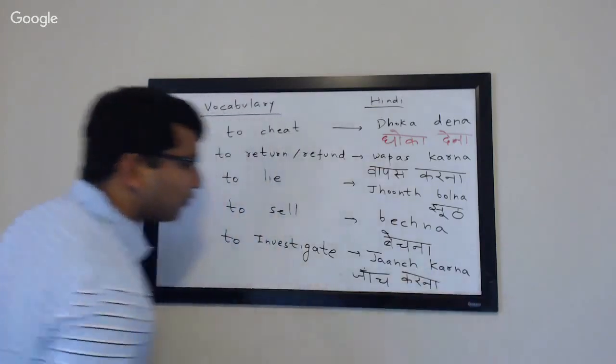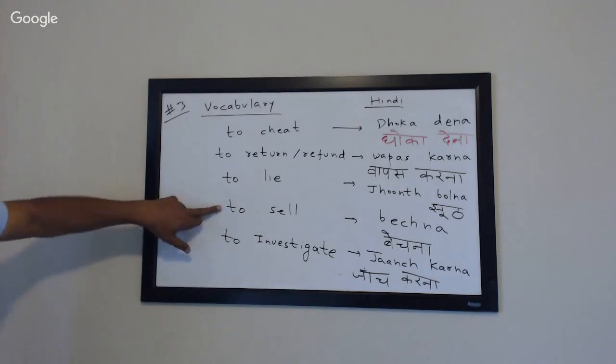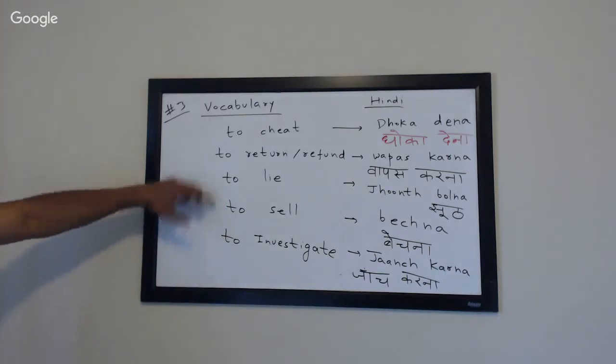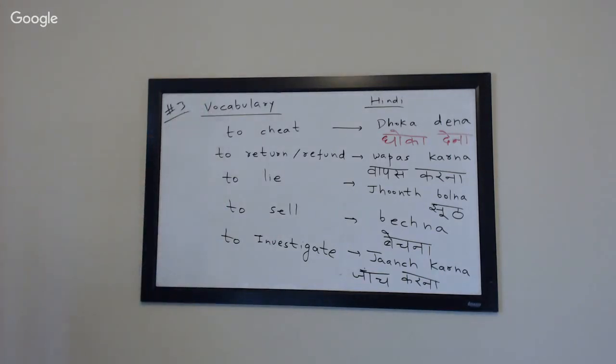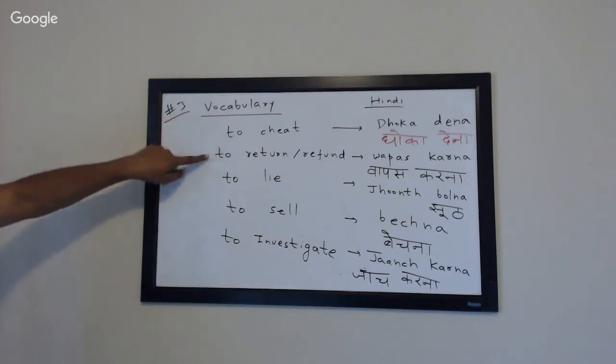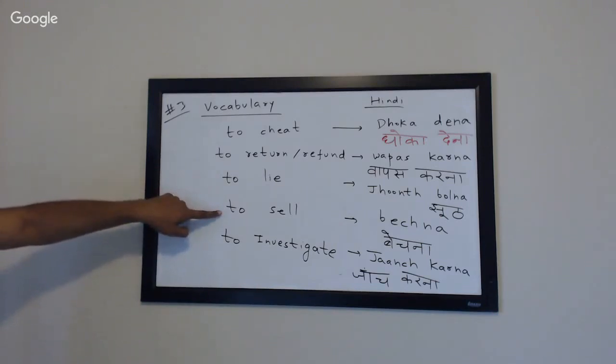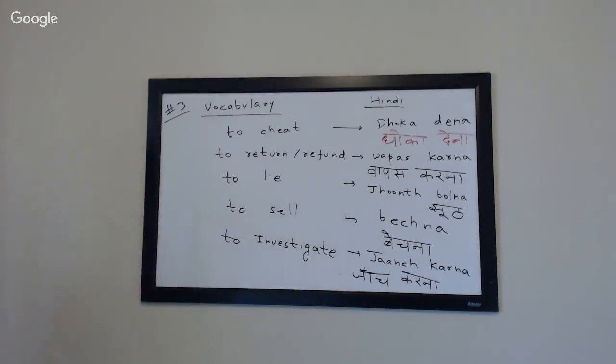Okay, so for most of you, I think some of you are familiar with this one, to sell, because we use it commonly, बेचना, but the rest of them should be new verbs for you, so you can add them into your verb list. To cheat, धोखा देना. To return or refund is वापस करना. To lie, झूठ बोलना. To sell, बेचना. To investigate, जांच करना. And you will see them when we do the story part, all of them.